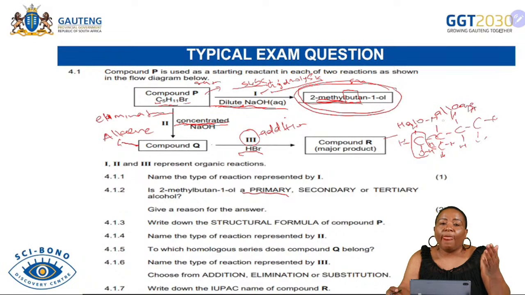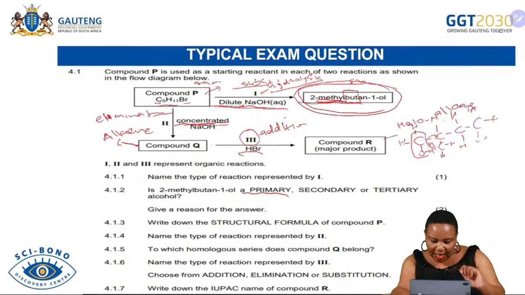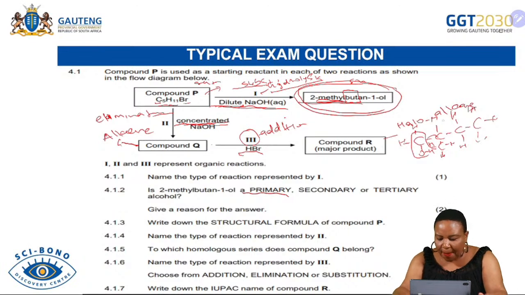It doesn't mean that whenever you have a branch, you will have a tertiary alcohol. Sometimes a branch will not affect the carbon with an OH, so it will not make it a tertiary alcohol. Give a reason for your answer: the carbon bonded to a functional group is bonded to one other carbon.